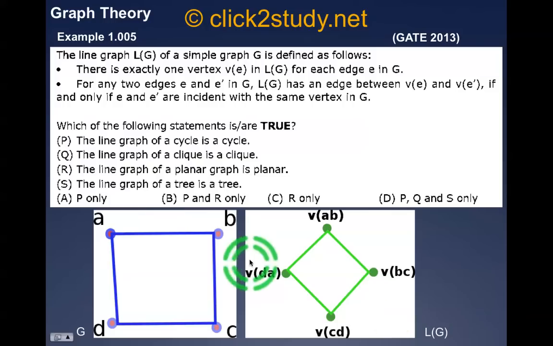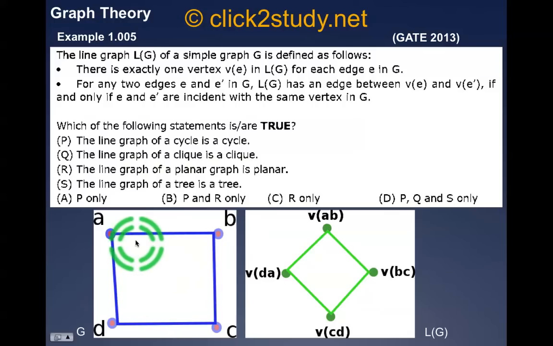So this LG is the line graph of this cycle. Is it a cycle? Yes, it is a cycle. So we know that the line graph of this cycle is a cycle, but this is a special case. Can we say that the line graph of any cycle is a cycle? Well, let's think about it a little bit.